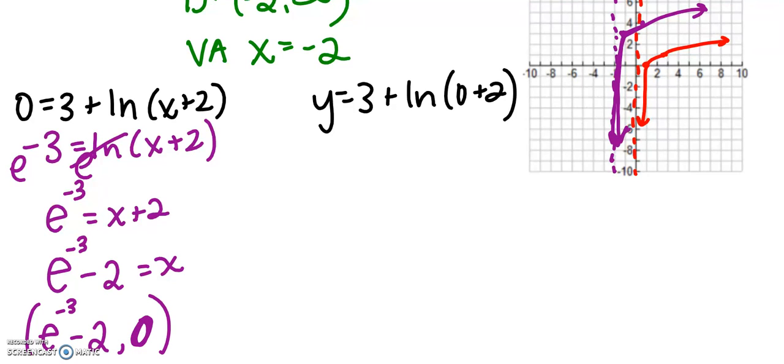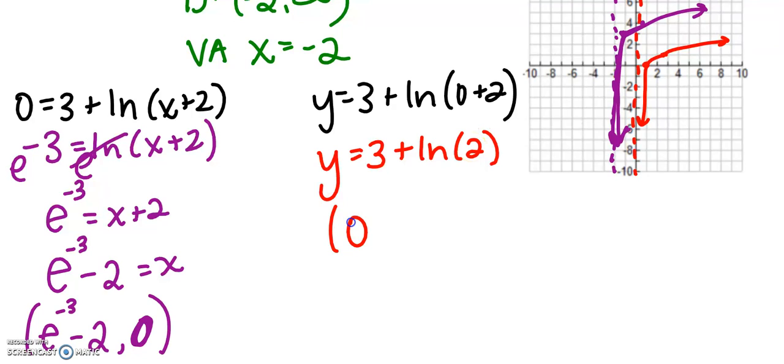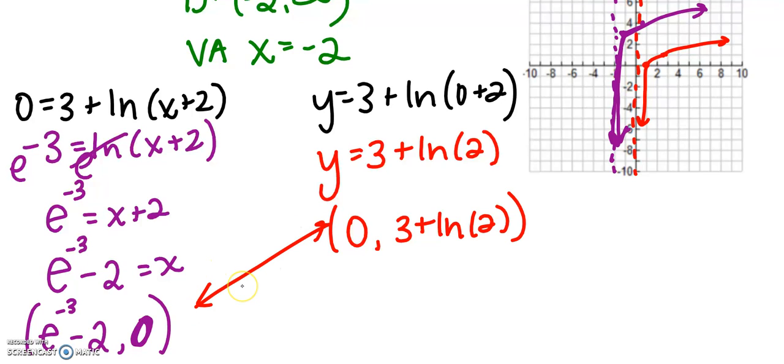My y-intercept is going to be a little bit easier. y equals 3 plus the natural log of 2. And that's it. In went 0, out came 3 plus the natural log of 2. And of course, you can get decimal approximations for both of these, but exact answers are always acceptable.